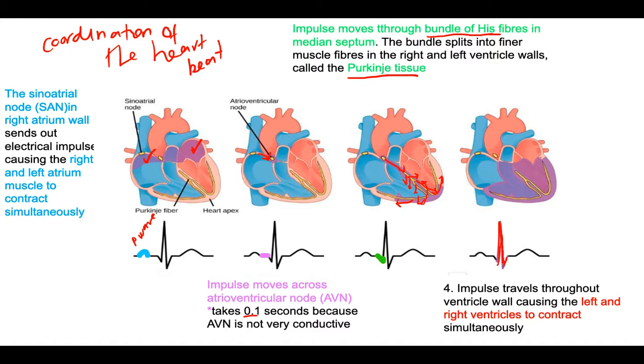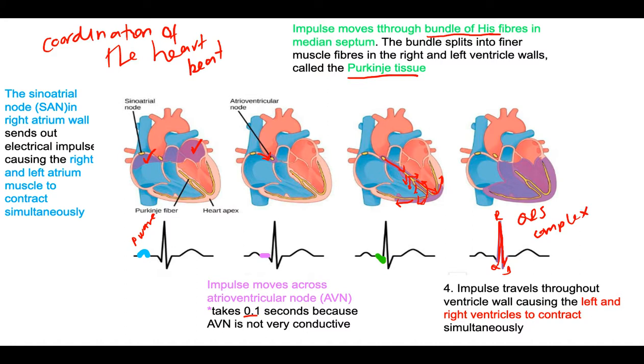The impulse will then travel to our ventricular wall muscle, and when that contracts, our left and right contract at the same time, and this is this big wave here. So that is QRS, and what we call this is our QRS complex.